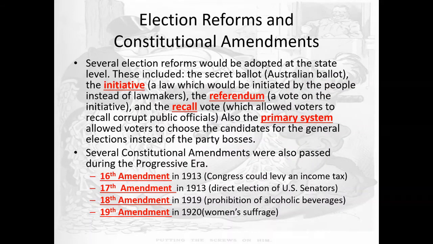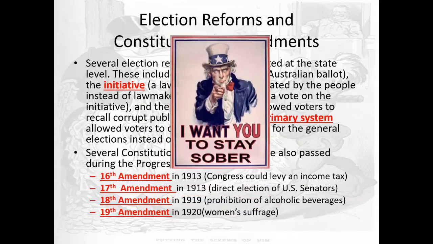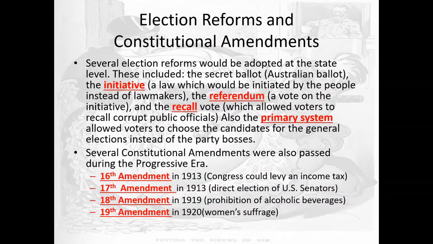17th Amendment in 1913, direct election of U.S. senators. Sorry, that's a little bit ahead, but direct election of U.S. senators. U.S. senators, we have 2 per state, and so we have 100 U.S. senators right now because we have 50 states. The direct election of U.S. senators would mean the people in each state choose their senators, not the state legislatures.